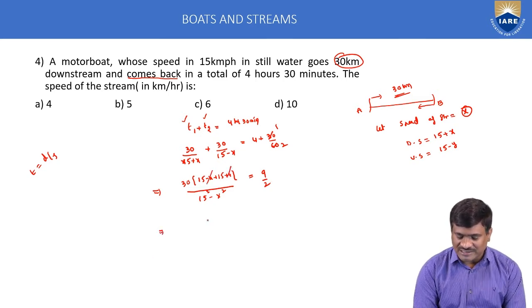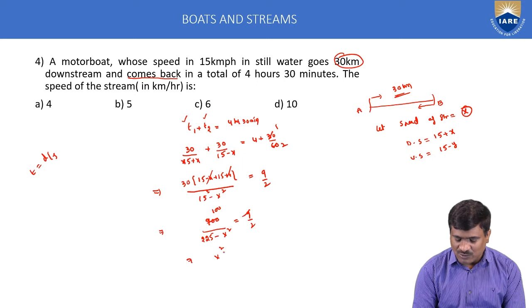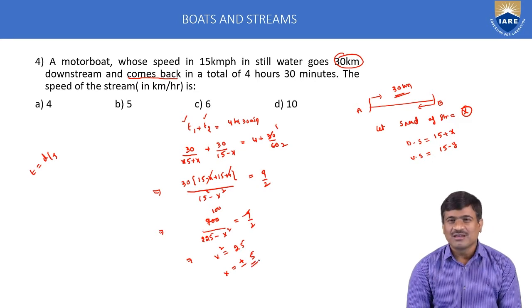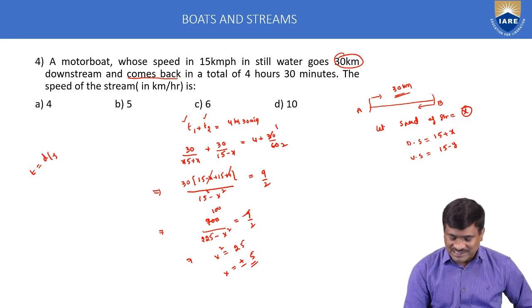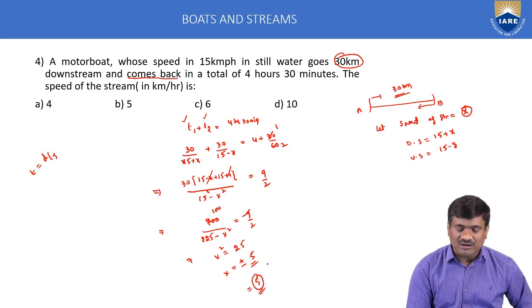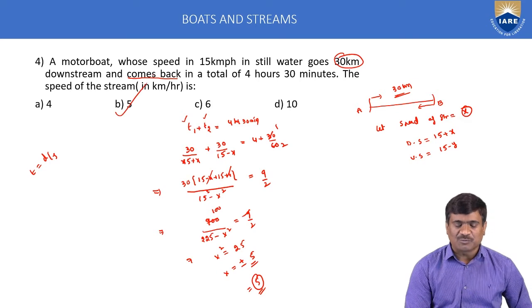The numerator is equal to 900 divided by 225 minus x square is equal to 9 by 2. The 9 into 1, 9 into 100. Then x square is equal to 25. Then x is plus or minus 5. But speed is always positive. Negative does not exist. Consider only positive, that is only 5. Therefore, the speed of the stream is 5 km per hour.